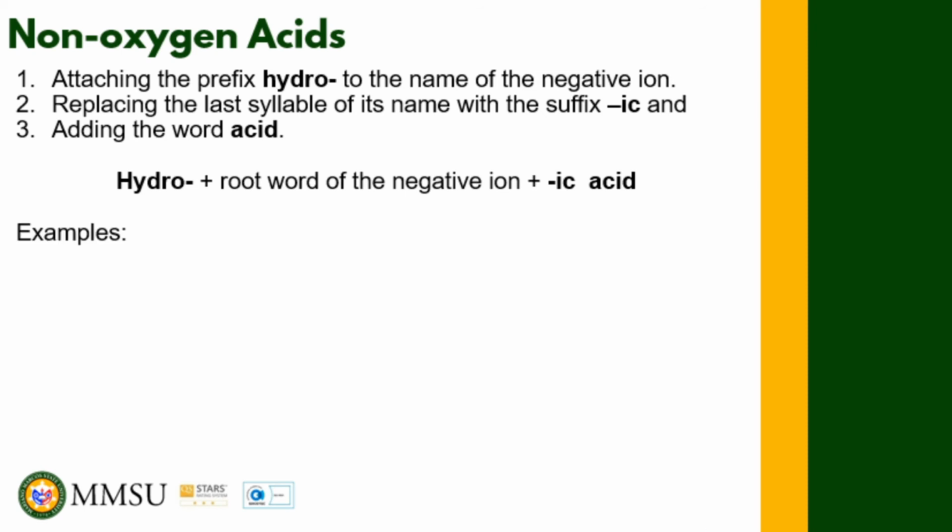So example, HCl. So hydro, and then yung negative ion natin which is the Cl. Yung root word for chlorine is chlor, and then mag-add lang tayo ng IC. So hydrochloric acid. Another is HF. So hydro, negative ion, we have fluorine. So hydrofluoric acid.